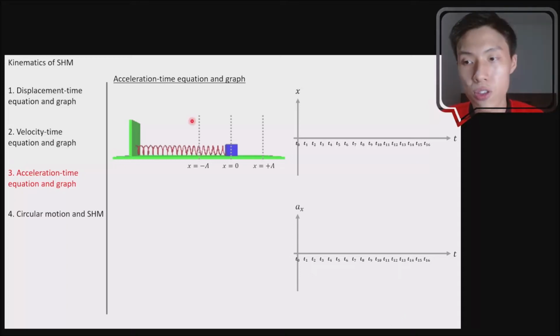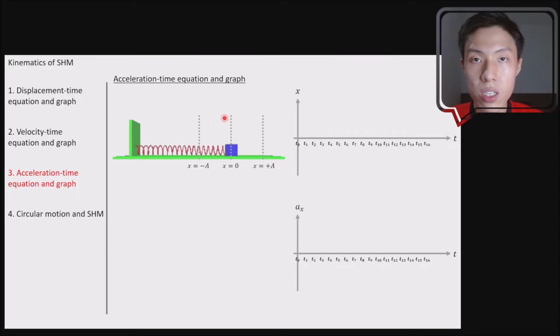We will now move on to talk about the acceleration time graph and acceleration time equation. Again, similar to the discussion of the velocity time equation and graph, we'll be relating our acceleration time equation and graph to the first two topics that we have discussed, which is on displacement and velocity. We relate displacement, velocity, and acceleration together in this discussion. So let's try this out.